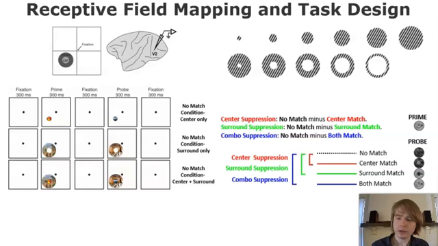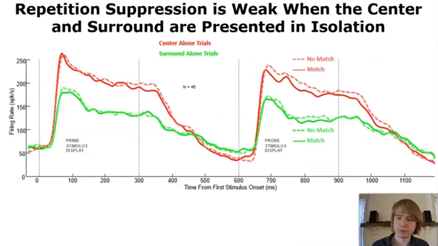We also presented match and no-match trials in which the disks and the annuli appeared alone, which I'm going to be showing first. Here's a peristimulus time histogram of the population mean firing rate over time of neurons recorded in V2 during trials when the center and surround were stimulated in isolation. The no-match conditions are the dashed lines, and the match conditions are the solid lines. The center alone condition is in red, and the surround alone condition is in green. When either the isolated center image is repeated or the isolated surround image is repeated, there is only a very modest hint of repetition suppression.